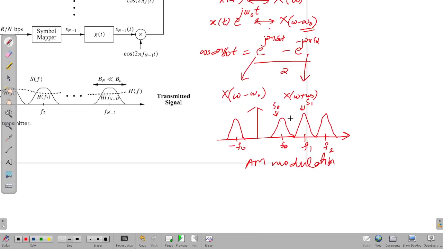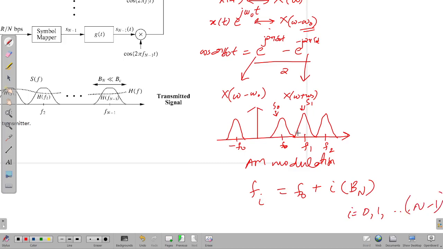In order for these subcarriers to be orthogonal, so that they do not interact with each other, what is the condition for the center frequencies f0, f1, f2, etc.? In general, fi should be equal to f naught, the frequency of the first stream, plus i times Bn, where i is equal to 0, 1, etc., up to n minus 1 if there are n streams.